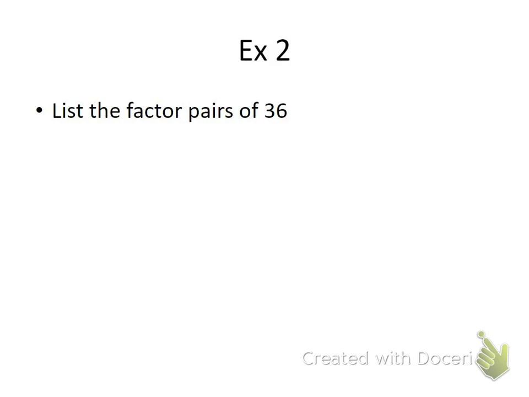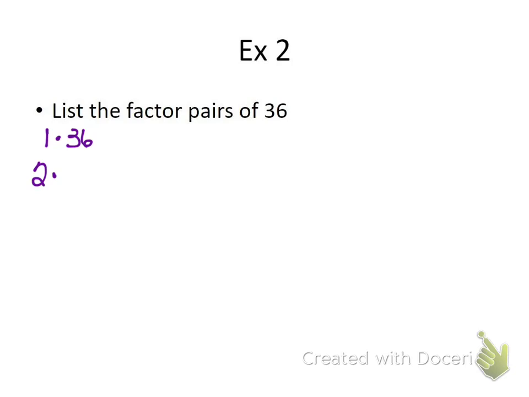Now we're going to list the factor pairs of 36. We're going to do the same thing. What two numbers can I multiply together to get 36? Well, start with your easiest one, guys. Start them in order. 1 times 36. What comes after 1? 2. Can I take 2 times something to get 36?